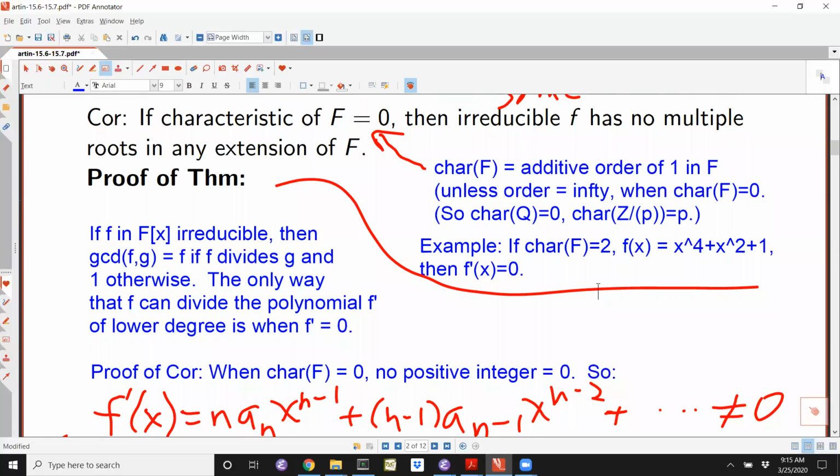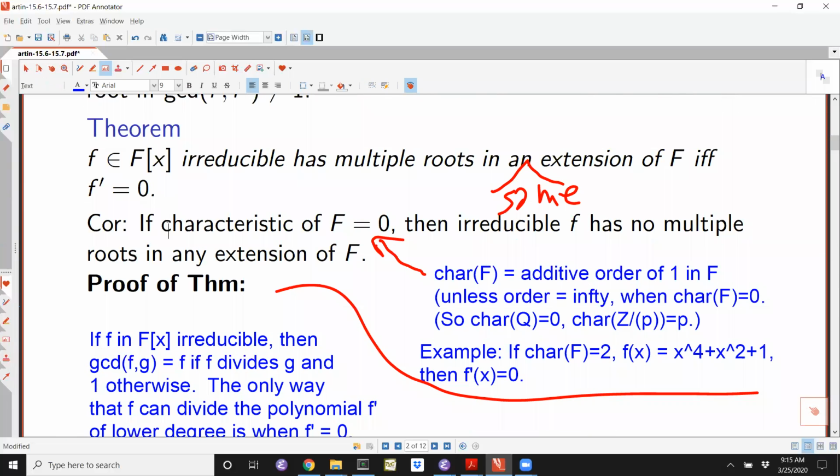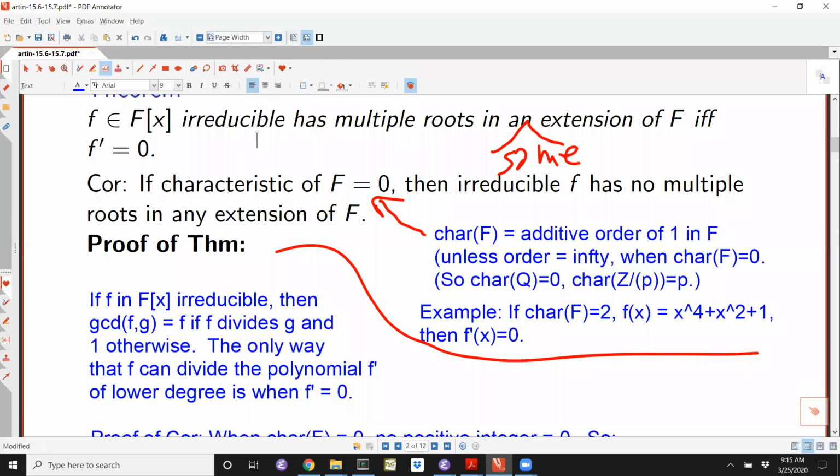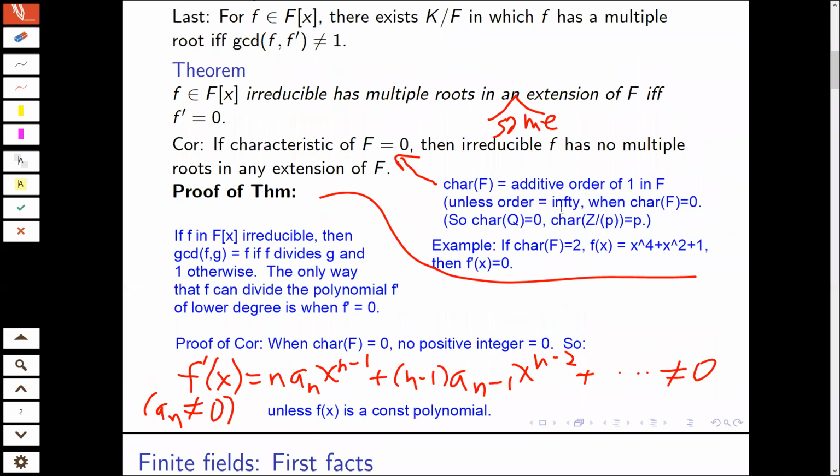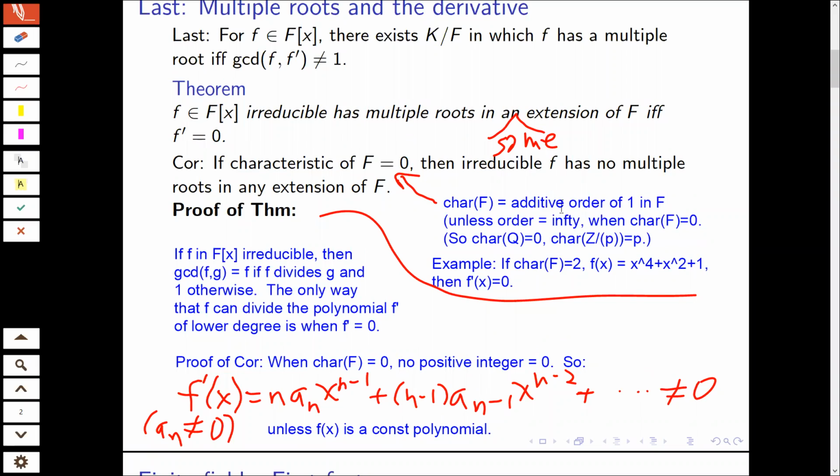So basically, what this is saying is that when the characteristic of capital F is 0, then this condition that you need in order to get multiple roots, that f prime is equal to 0, never happens. That's all it is. So Ravi, does that make sense? Let me scroll up so you can look at all those pieces at the same time.